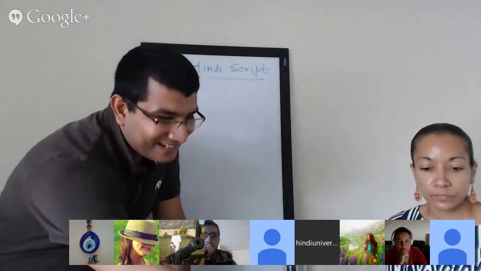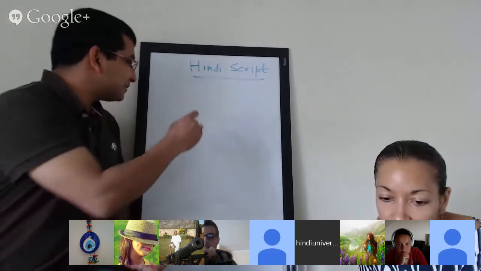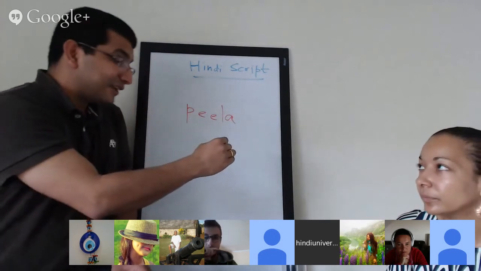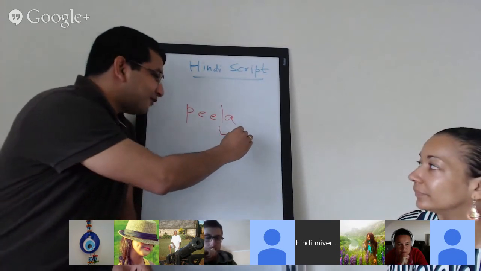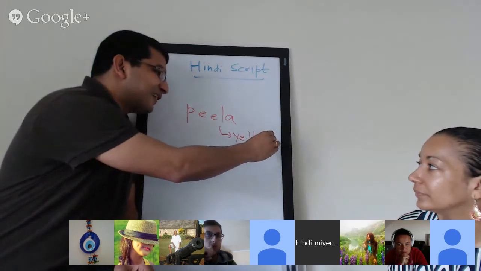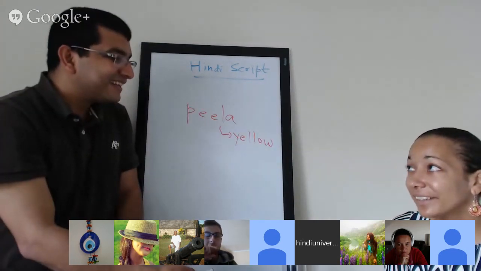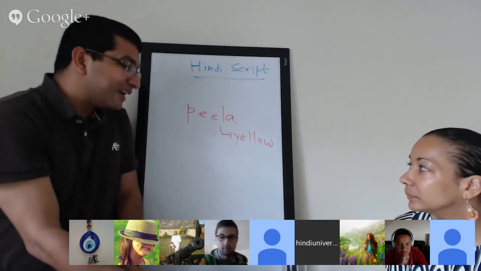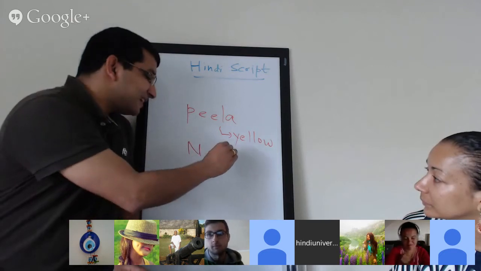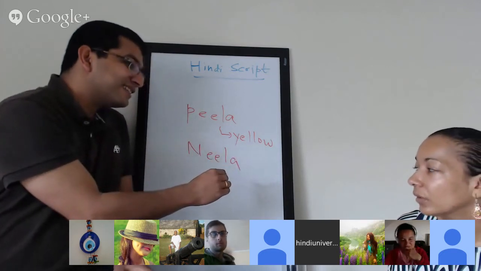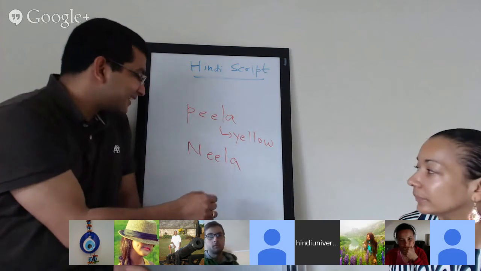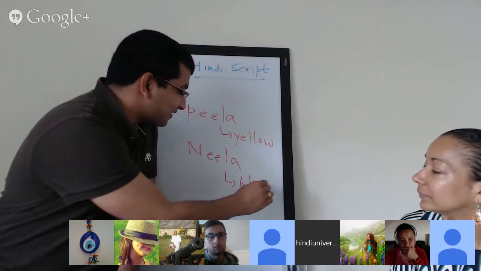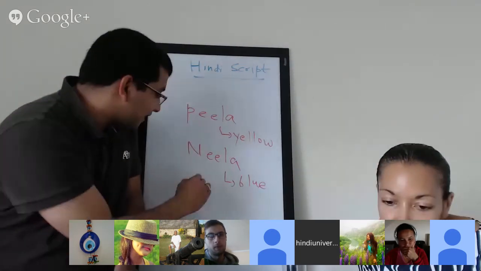Pila and Kela. Okay, so let's have two more examples here. Pila is yellow. How will you ask, if you didn't know the meaning? Pila ka matlab kya hai? Pila ka matlab yellow hai. In fact, all of them. Nila is blue. So they also have the E sound in it. And then there's one more which Marcella mentioned, Kela.